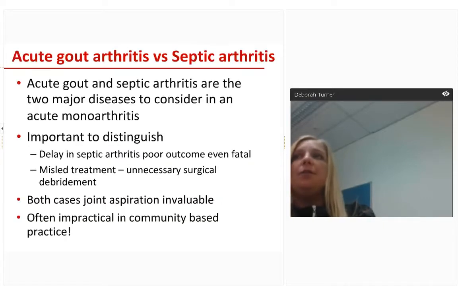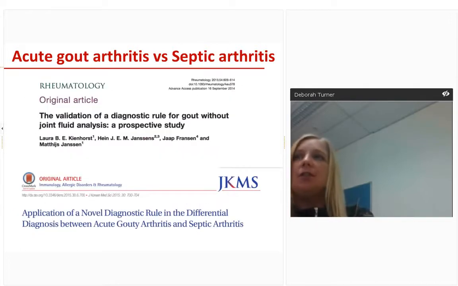In terms of septic arthritis versus acute gout, which is probably what we're most likely to see in the foot, it's really important that we have something in our armoury to guide us in terms of whether it is more likely to be gout or a septic arthritis. There's been a recent study that will help us in the clinical setting to determine gout versus septic arthritis.